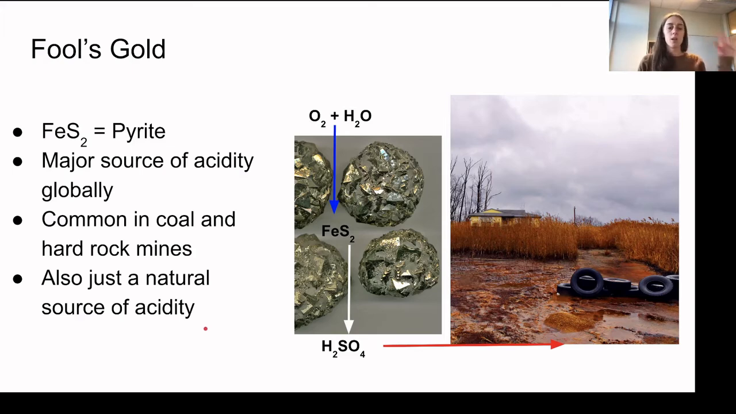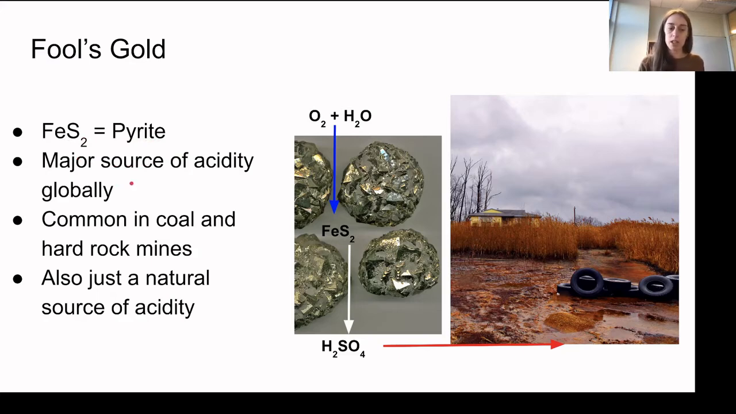So that was the organic side of things, and we're going to move away from carbon and away from the organic side and move into inorganics and things that are not carbon. One of the biggest sources of acidity in the environment is pyrite, which commonly is known as fool's gold. Pyrite is iron and sulfur, and it is a major source of acidity in the environment.